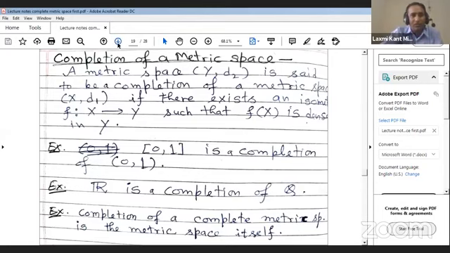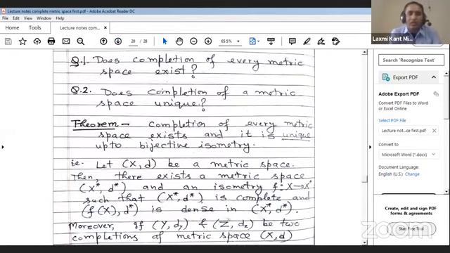Now we have a question: does completion of every metric space exist? And if it exists, is this completion of the metric space unique? First of all, we are asking whether it exists or not, and the next question is, if it exists, then is it unique?